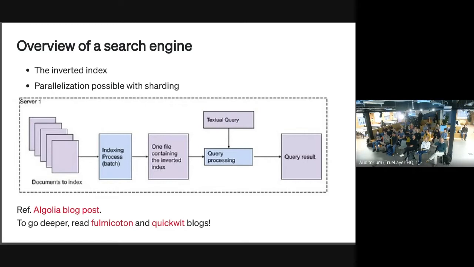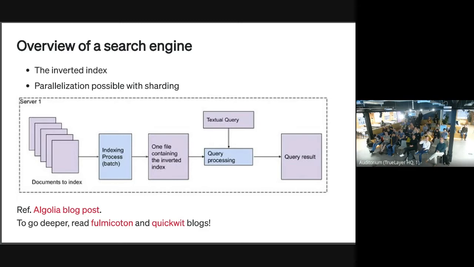And then on the query part, when a user query comes in, the search engine will just read this inverted index, and will read the list of document IDs for each word inside the user query, and will process and intersect all the document IDs and will return the result. And that's all.